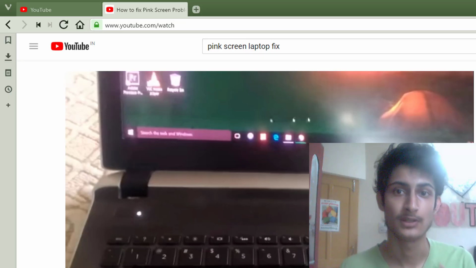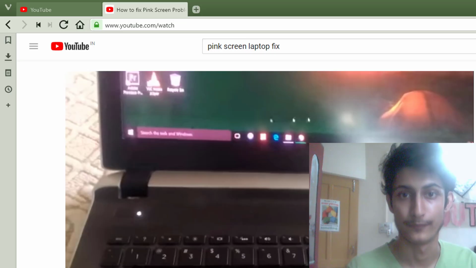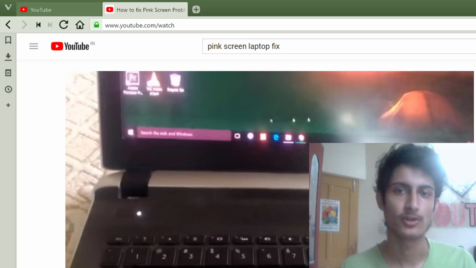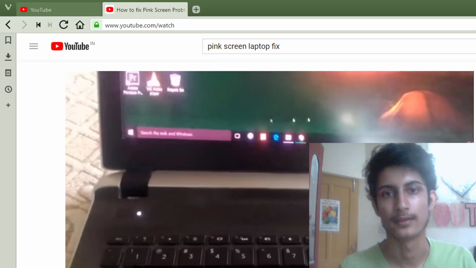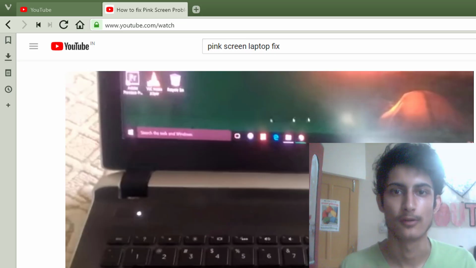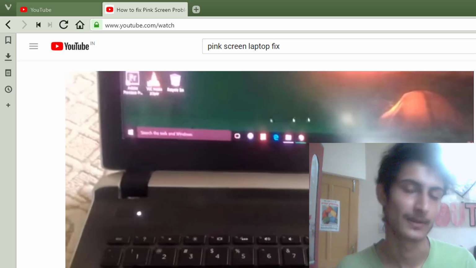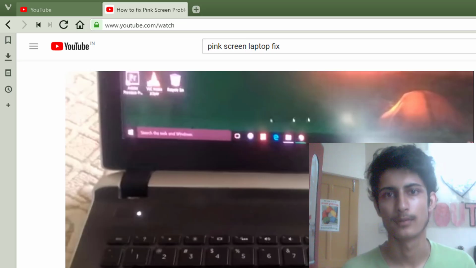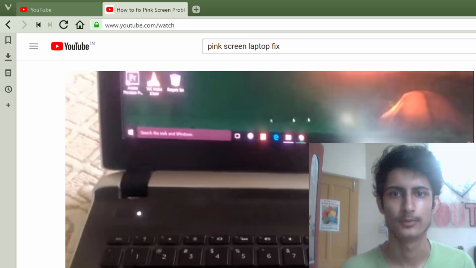In that case, you need to show your laptop to some professionals. Make sure you show your laptop to more than 2 or 3 professionals, because sometimes people charge you very high and some people charge you very low. So you also need to take care of this. This is how you can solve this problem. It's a very common problem, and don't worry, it can be solved very easily.